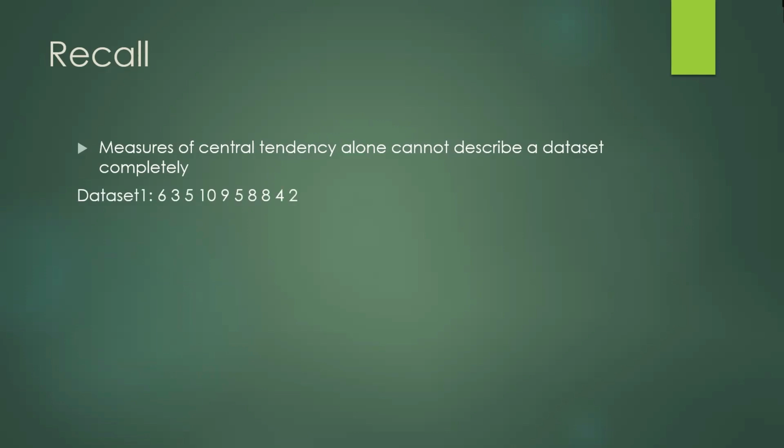If we consider this data set one, which has these different numbers in it, and we find the mean, which is one measure of central tendency, and then we have another data set in which we have all sixes, irrespective of the number of values in data set one or data set two, we calculate the means of both, and we see that both come out to be 6.